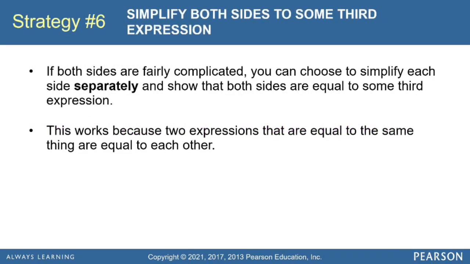And here's strategy number 6, which is our last strategy to look at, and that is to simplify both sides to some third expression. So if both sides are fairly complicated, you can choose to simplify each side separately and show that both sides are equal to some third expression. And this works because 2 things that are equal to the same thing are equal to each other.